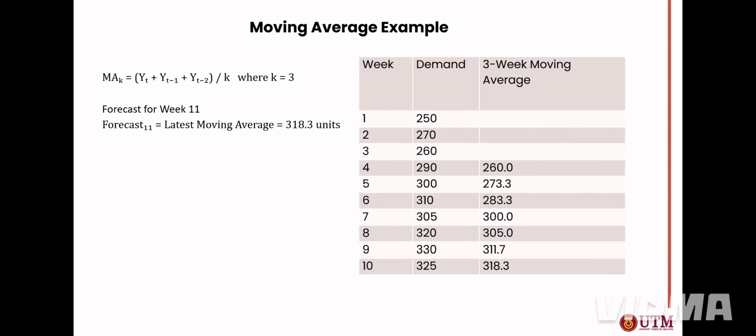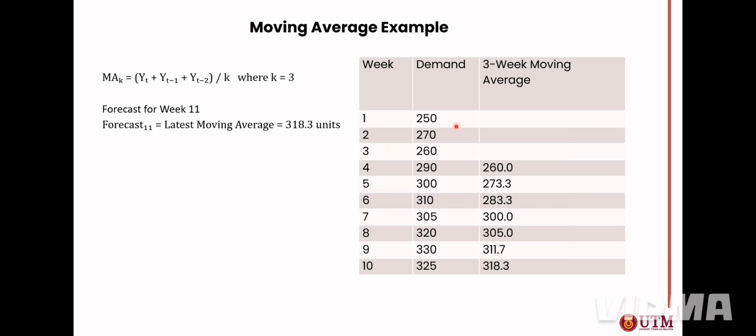So this is the table for the forecasting of weeks 4 to 10. Here we can see that the period is 3. We are using the 3-week time period. So we will use every 3 weeks to forecast the next week.